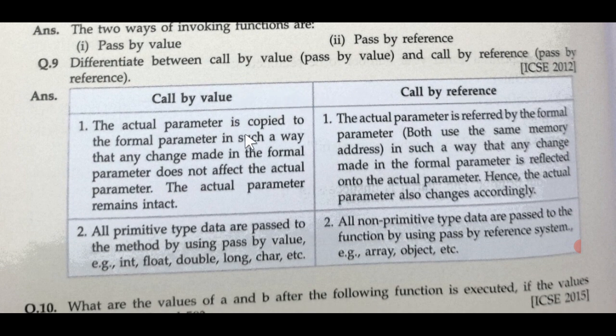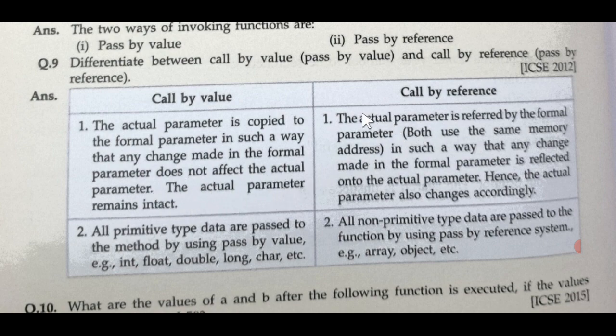So in call by value, a copy of the actual parameter is passed. What is the actual parameter? The parameter specified in the function call. And what is the formal parameter? The parameters which are there in the function definition. So the actual parameter is copied to the formal parameter in such a way that any change made in the formal parameter does not affect the actual parameter. The actual parameter remains intact.